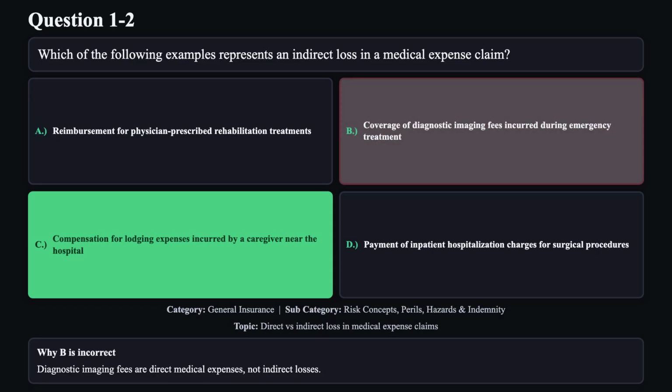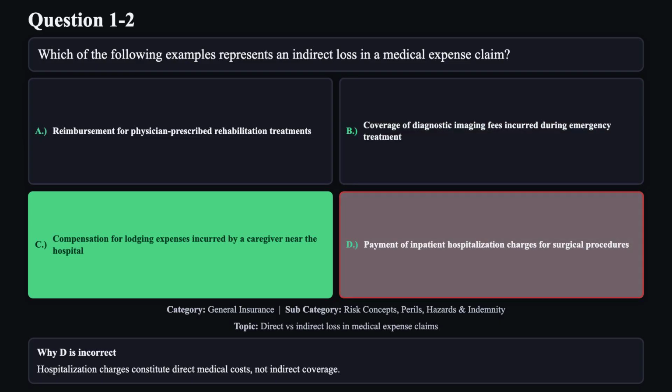Reason B is not correct. Diagnostic imaging fees are direct medical expenses, not indirect losses. Reason D is not correct. Hospitalization charges constitute direct medical costs, not indirect coverage.